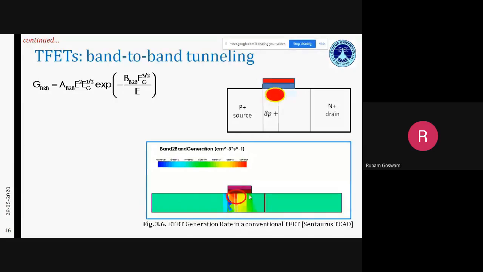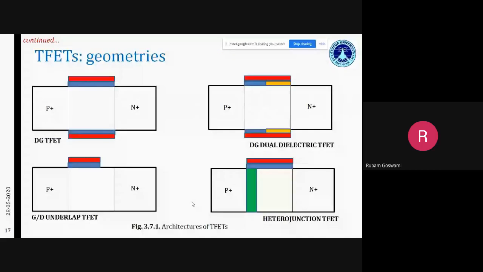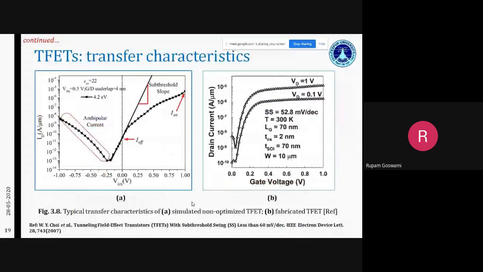Okay, so these are some of the key points of these tunnel field effect transistors, and we have discussed its disadvantages. The ambipolar current is a disadvantage, and another disadvantage which most of you must have noticed by now is the maximum on current. So for a MOSFET, you can have a maximum on current in the order of 10 to the power minus 3, and here you can see it is just touching 10 to the power minus 5.